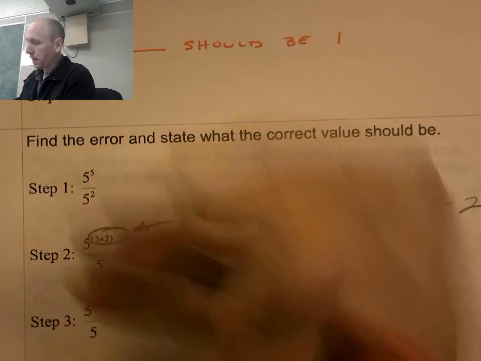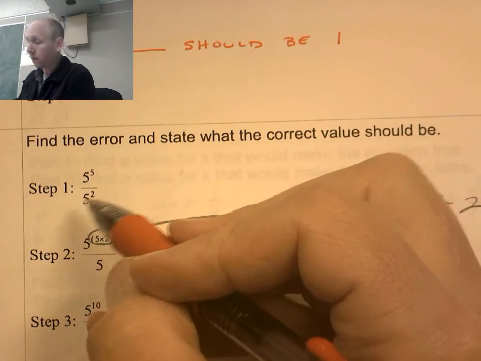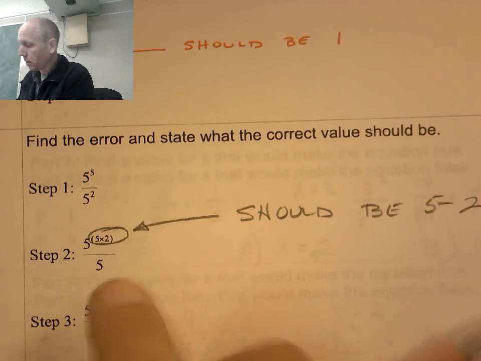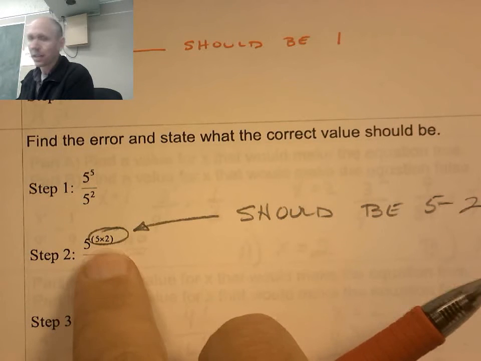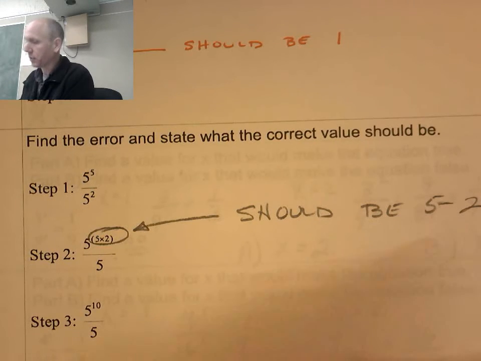Let's do it again. Let's see. I have 5 on top, 2 on the bottom. That means 5 minus 2 is 3. I have 5 to the 3rd on top. Uh-oh. I'm saying 5 times 2. That's not right. It should be 5 minus 2. There's the error.